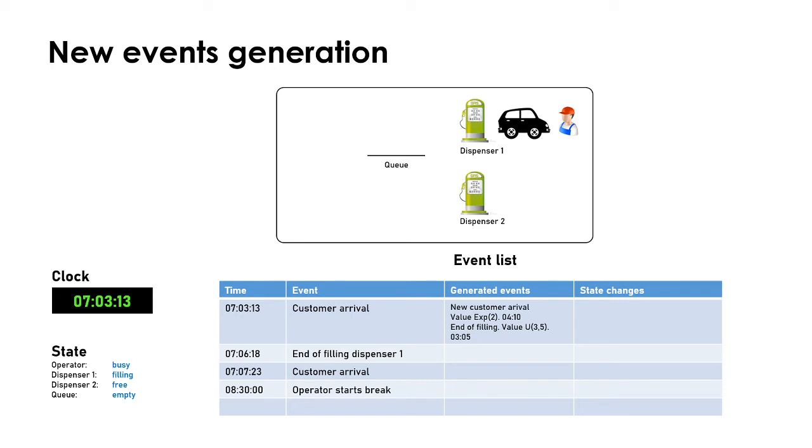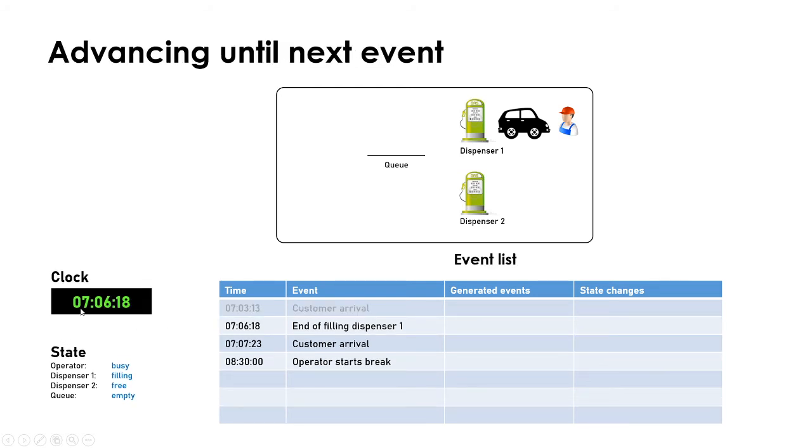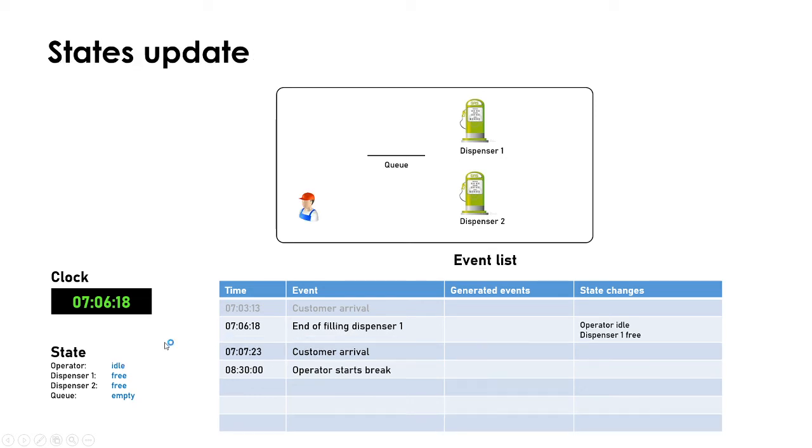So now we know that there is nothing that will change from this time to the moment when the filling is done, because there won't be any new customers arriving and nothing else will happen. So we can move till that time. So we move to 7/6/18, and the end of filling of dispenser 1 finishes. And what we expect to happen is to change the state according to this filling finishing.